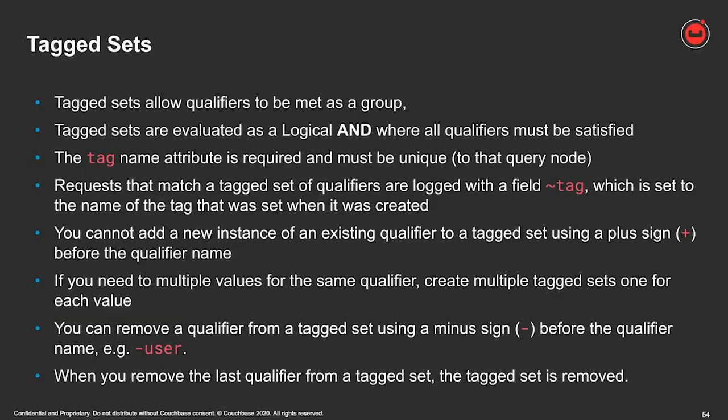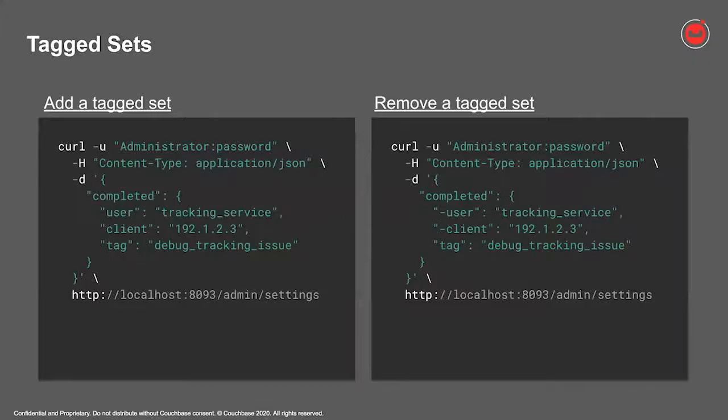If we do determine that we need to save a query that was tagged, we will also write an attribute into system request that is the name of the tag that was specified. And here we can see an example of creating a tag for any query that is the user of tracking service and the IP address is 192.123. This can be very useful for targeted debugging or tracing of a specific issue from a user or a specific application, etc. And then we can subsequently remove that tag set by removing all of the qualifiers.